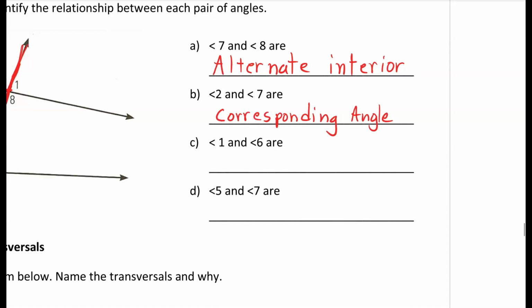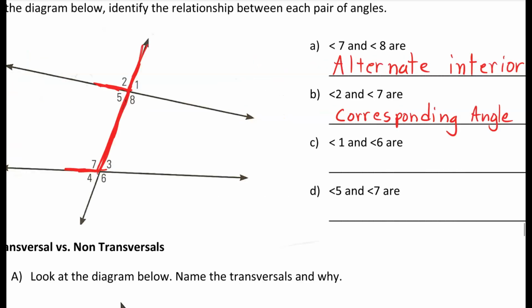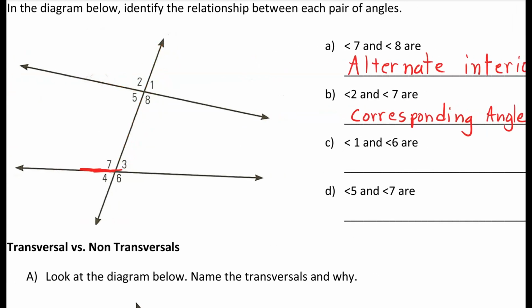B is going to ask us for angles 1 and angle 6. So I'm going to erase this, and we have angle 1 and angle 6. Now, this is our transversal, and we have line 1 and line 2.